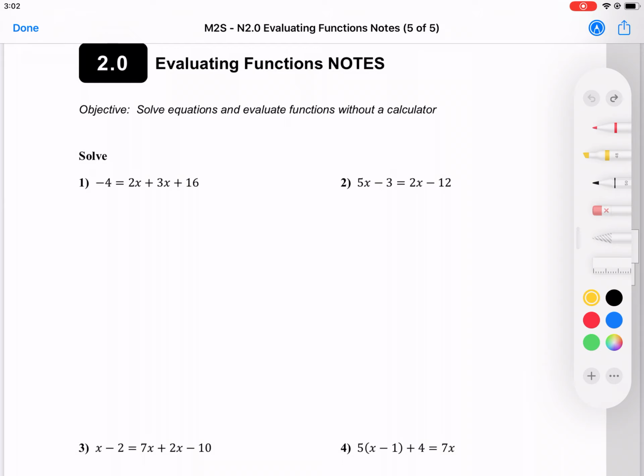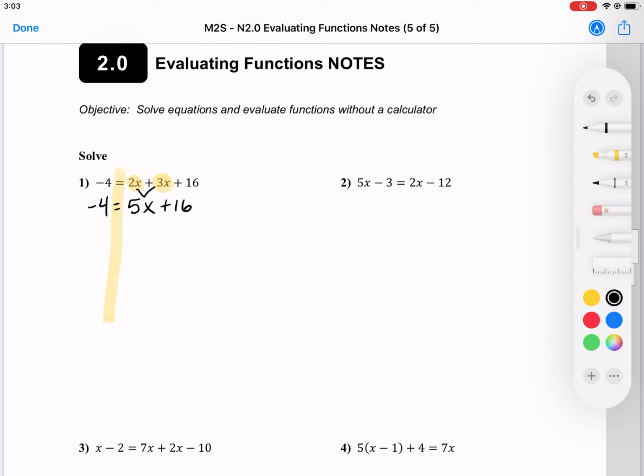So first thing you do is you look, here's our equal sign. We're going to go ahead and combine like terms first. So I have -4 equals 2x plus 3x is a 5x. So I'm going to add those together, plus 16.